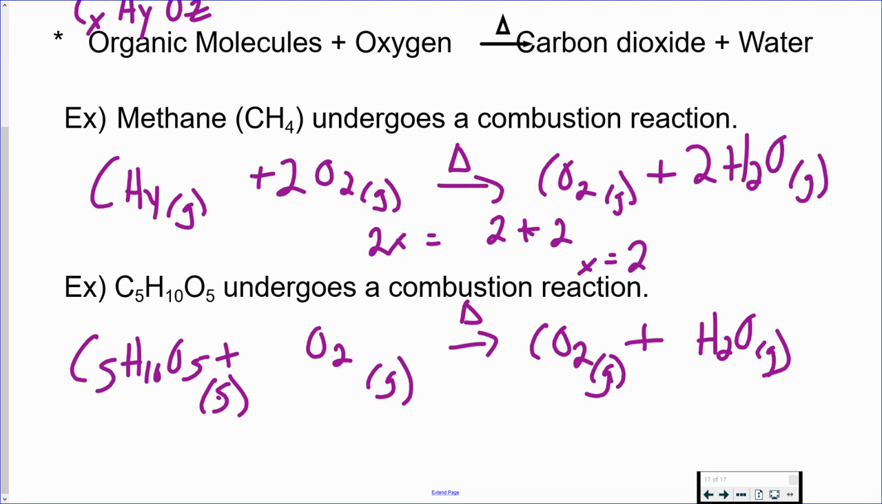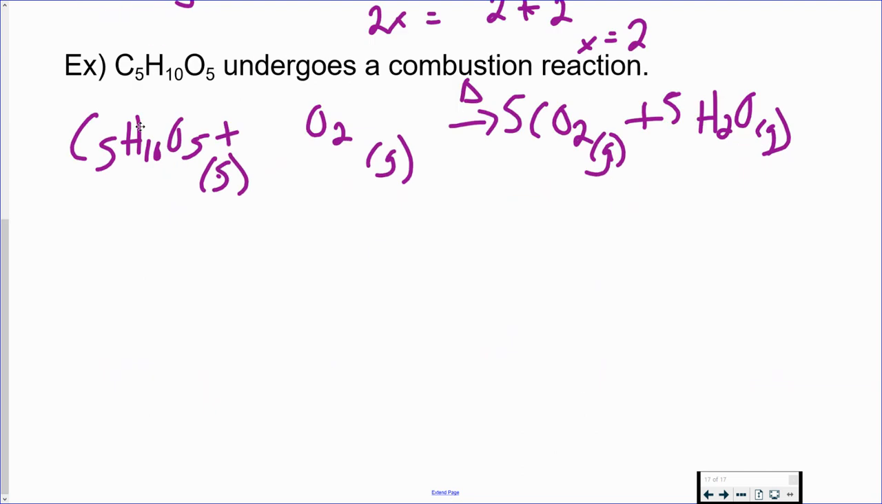This one, again, I'm going to start with C5H10O5. I see that has 10 hydrogens. That puts a 5 here. 5 carbons. That puts a 5 here. Now, the hardest part when it comes to balancing combustion reactions that occur with an oxygen-rich organic molecule is now when you're balancing out the oxygens, like up top, you have 5 plus 2x is going to be equal to however many oxygens you have on the product side.